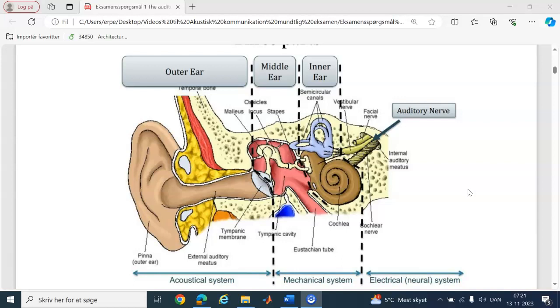because pressure is force divided by area, and the eardrum area is much bigger than the oval window area where the stapes is touching, connected with the cochlea. So there is what's called an impedance mismatch.